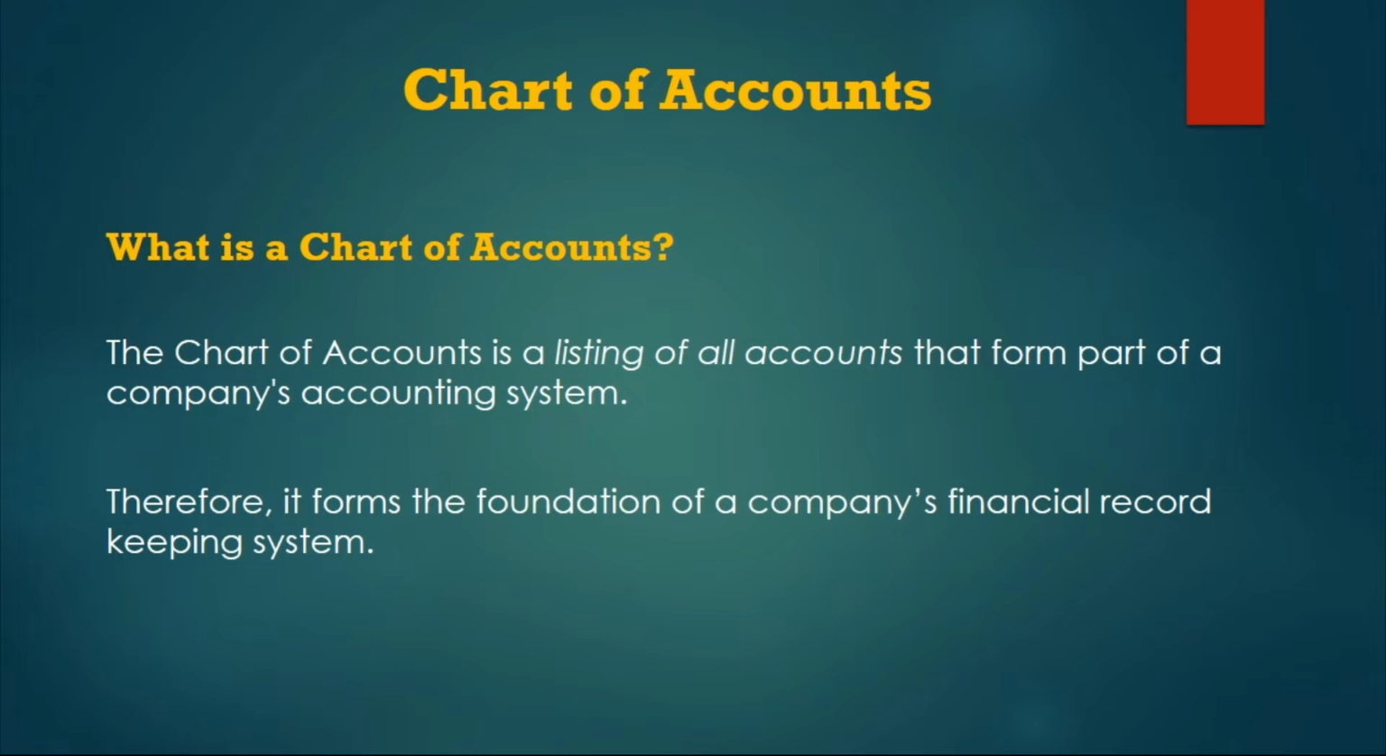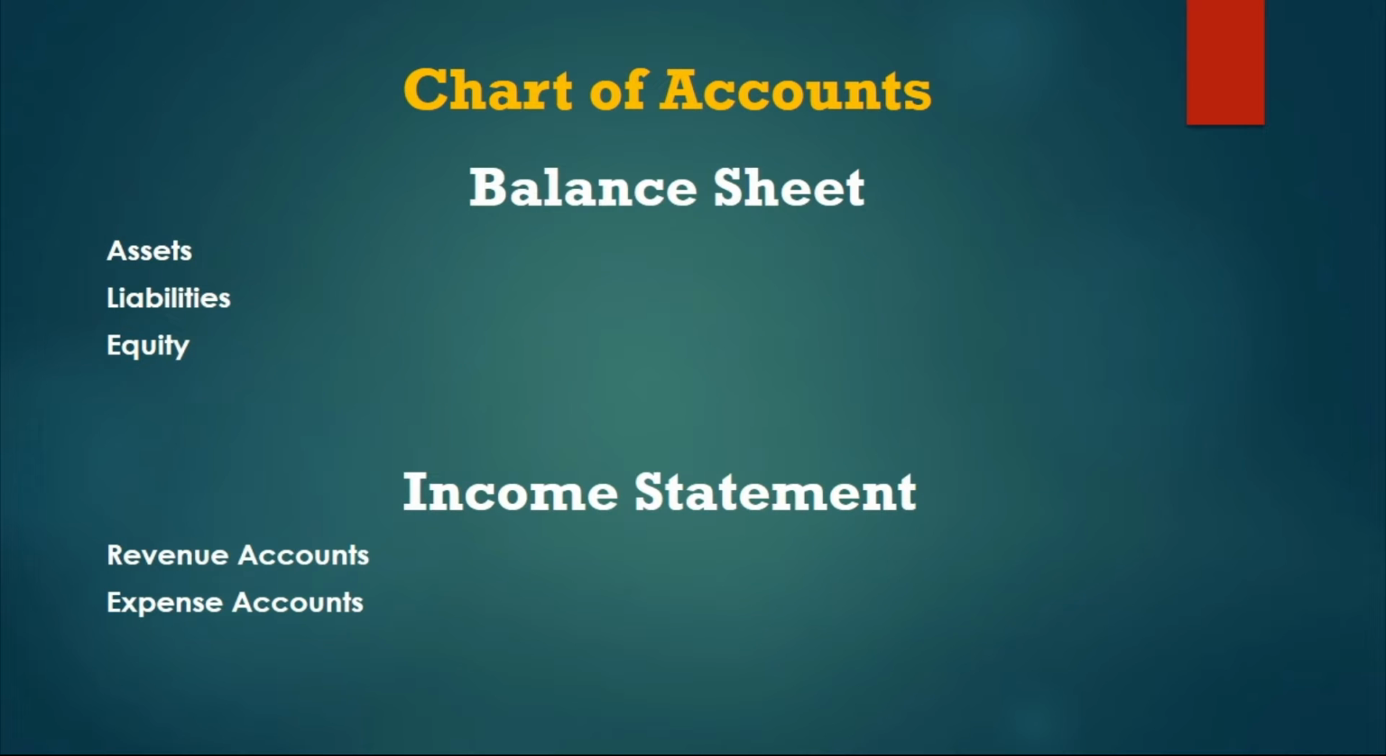You understand? See an example of this. For example, this is the balance sheet and income statement. So what is the balance sheet? Assets, liability, equity. And these three elements are very important, correct? What are the assets? Assets are like fixed assets and current assets. What will come under the fixed assets? What will come under the current assets?